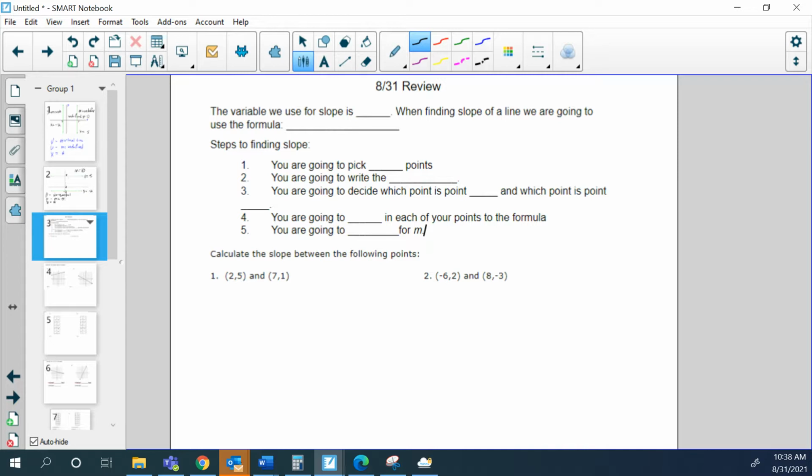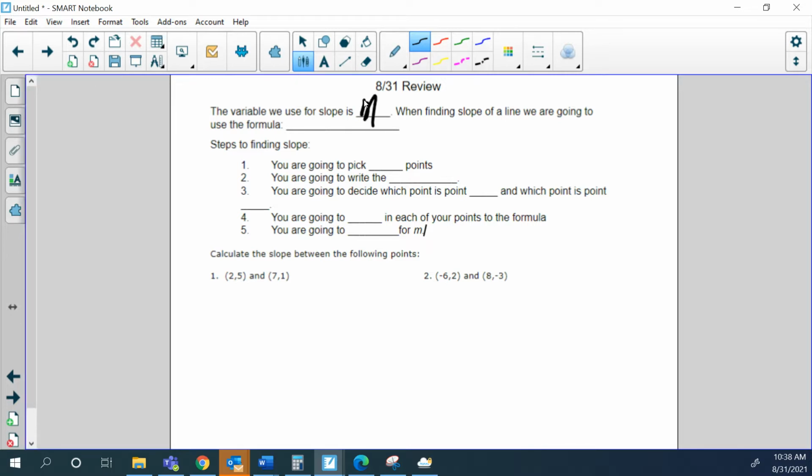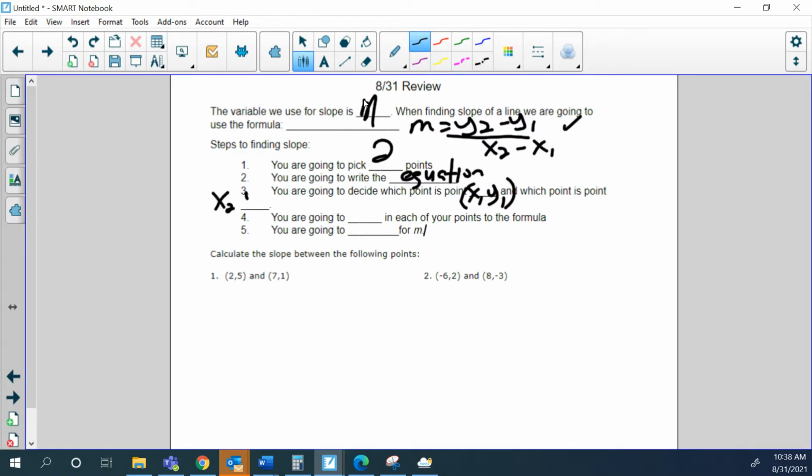The variable we use for slope is m. M is equal to y2 minus y1 over x2 minus x1. When we find the slope, it's a process. You're going to pick 2 points and then write the equation. Then you're going to decide which point is x1, y1 and which one is x2, y2.